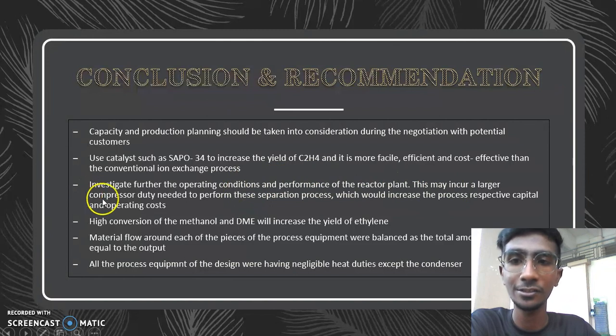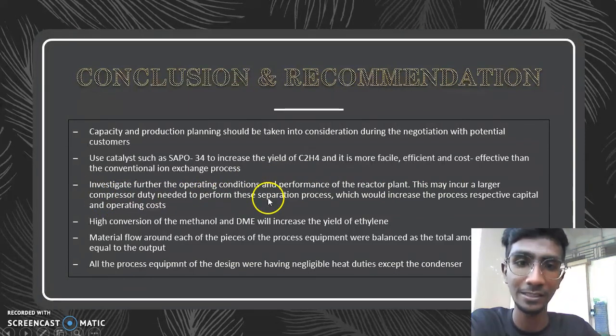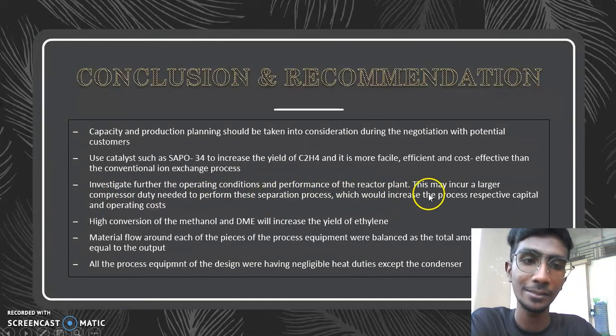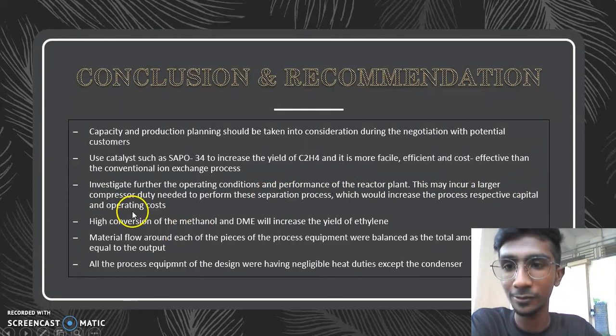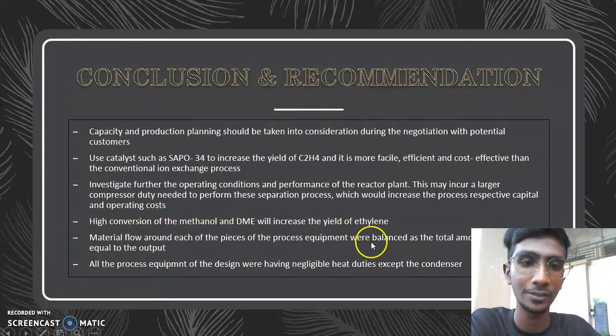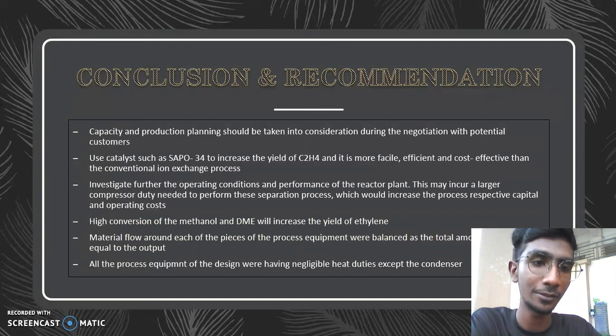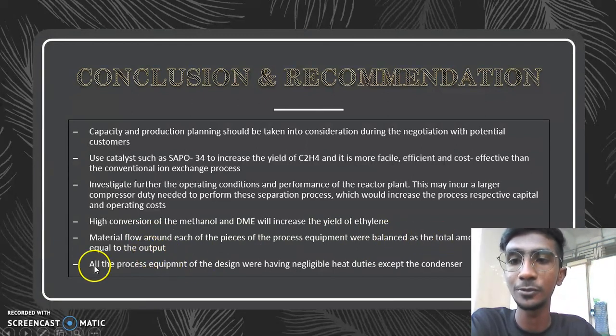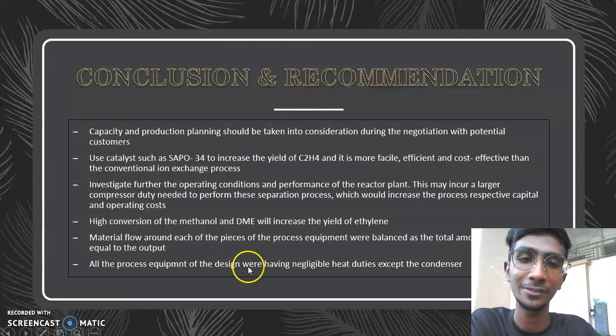This may incur a large compressor duty needed to perform this separation process, which would increase the separation capital and also operating costs. High conversion of methanol and dimethyl ether will increase the yield of ethylene. Material flow around each of these pieces of process equipment was balanced as the total amount of input was equal to the output. All the process equipment of the design had negligible heat duties except for the condenser.